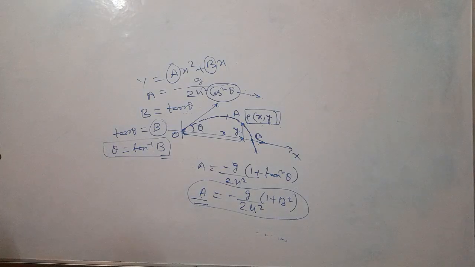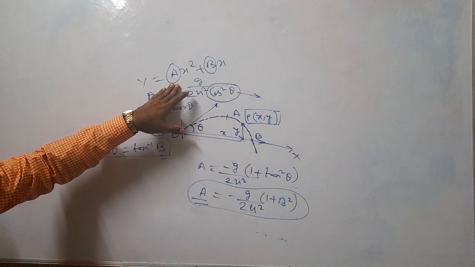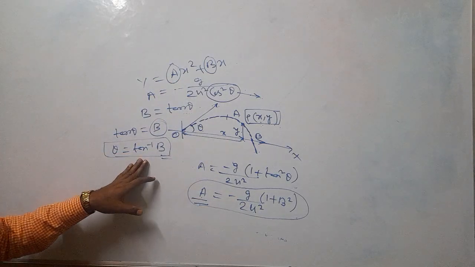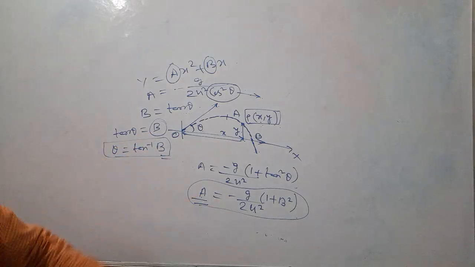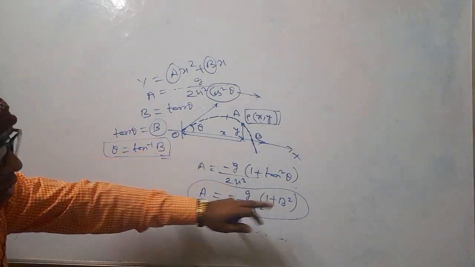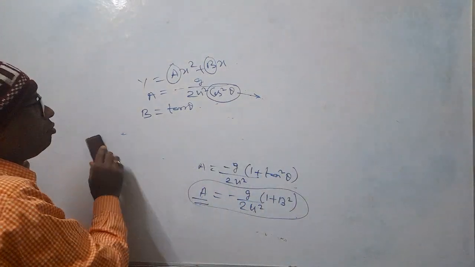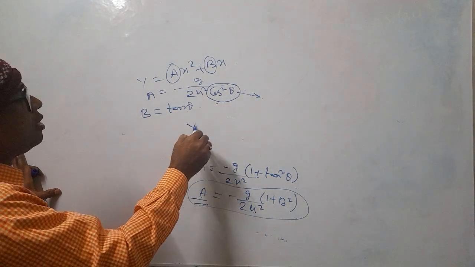So y equals a x square plus b x. Here the unknowns were a and b, and we get a and b. B we easily get as tan theta. Now a very interesting case here: we get another quadratic equation, in tan theta. Very interesting.